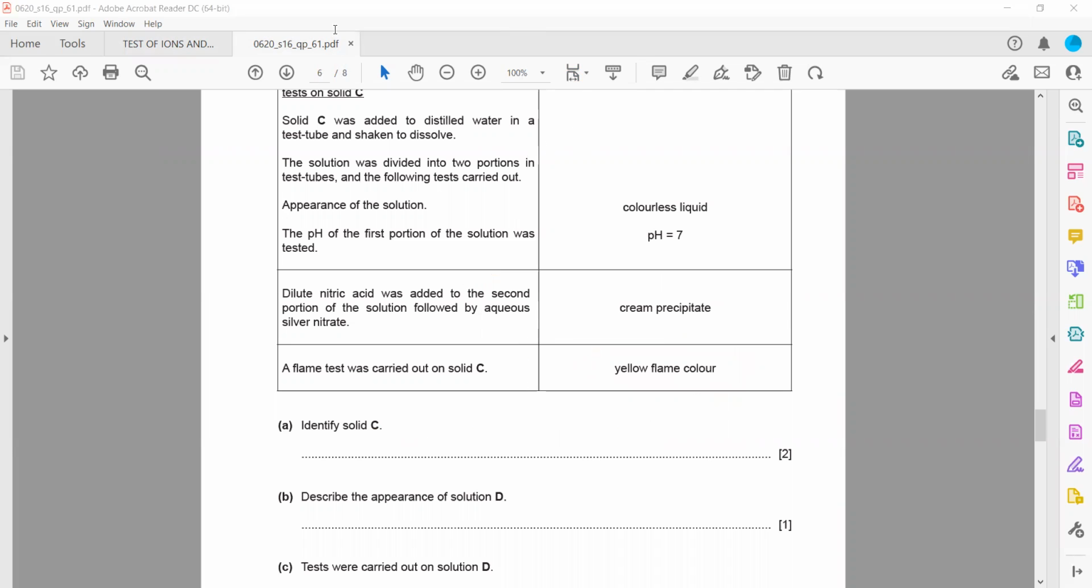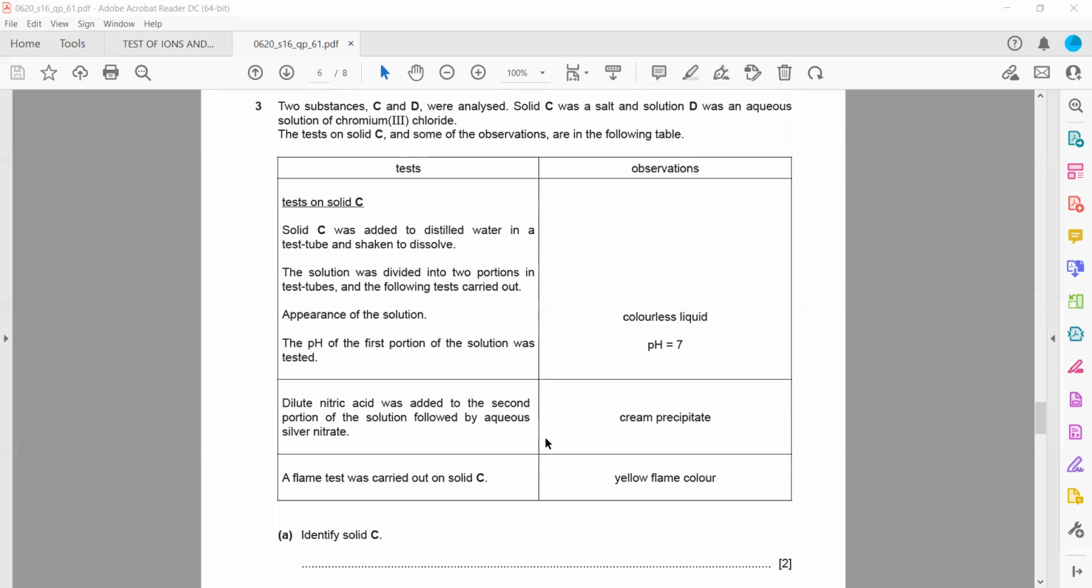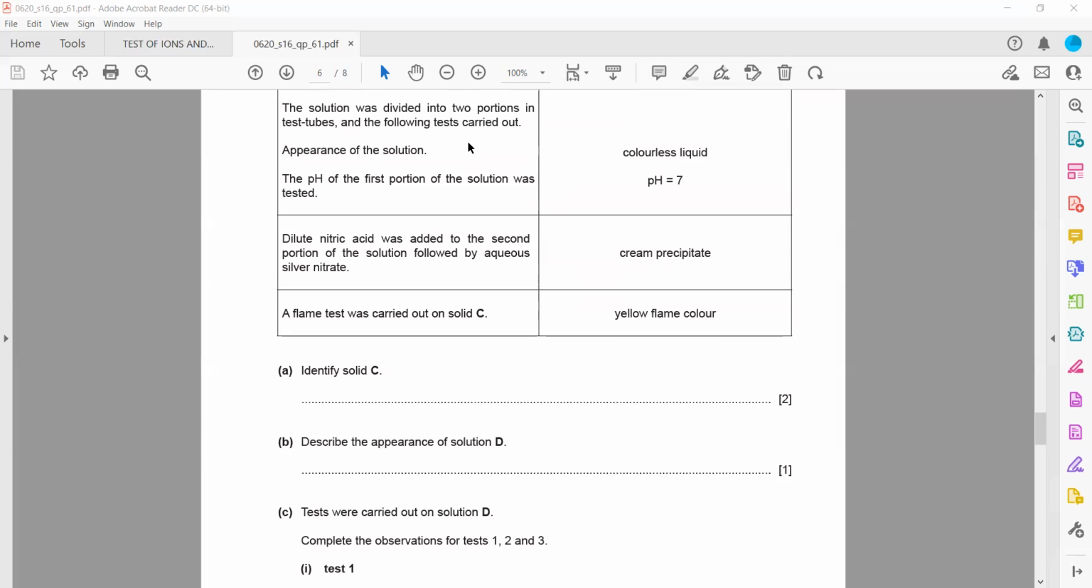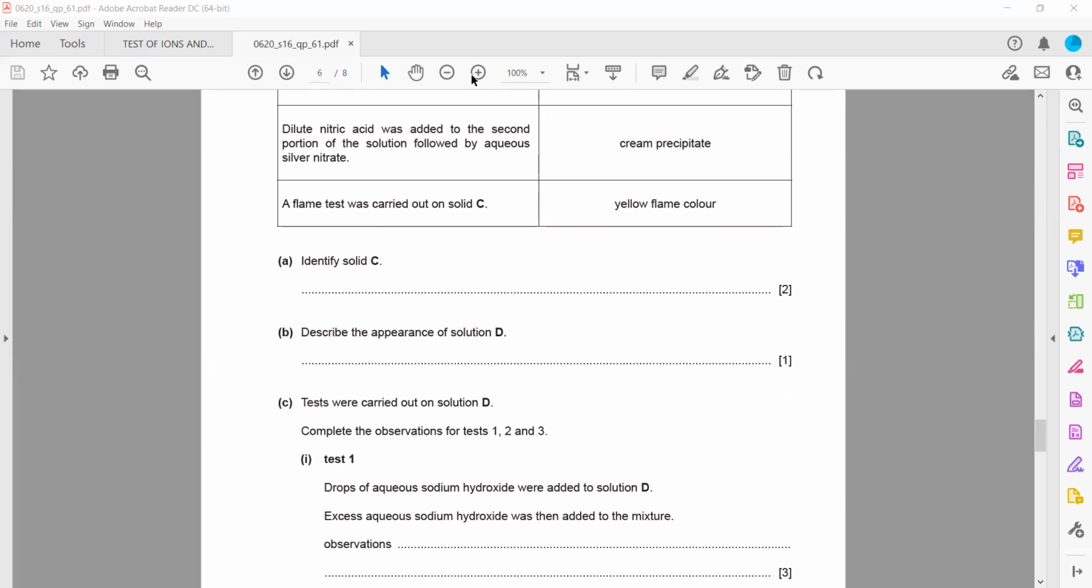The next one: describe the appearance of solution D. Solution D, they already mentioned, is chromium(III) chloride. So the transition element chromium is there, and there's a chloride ion they already mentioned. What is the color of chromium salt solutions? They are normally green in color. So you mention that here. If it was copper, we normally write blue. If it is chromium, then it is green.